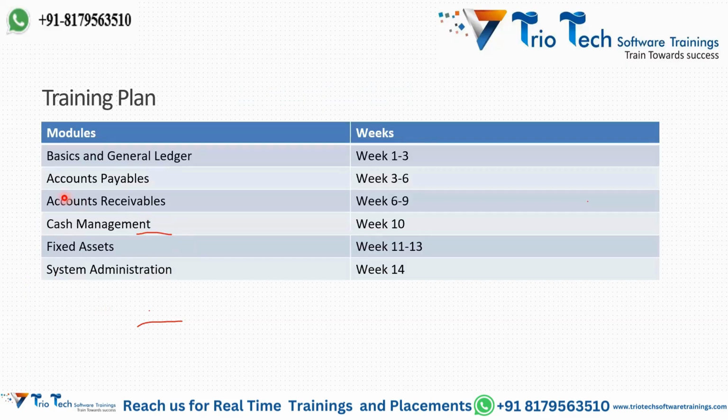Now, let me give you details about this training plan. What is the plan of this overall program? It's a 14-week program. You can add 2 to 3 weeks more to that. So overall 3+ months is going to be the overall program. We'll start with the general ledger and the basics of the applications, which is going to take around 3 weeks. We'll then continue with the accounts payable module, which is from weeks 3 to 6, and accounts receivable weeks 6 to 9, followed by cash management in week 10, and the fixed asset module in weeks 11 to 13, followed by system administrator training in week 14. That is how the activities are going to be planned for this training program.